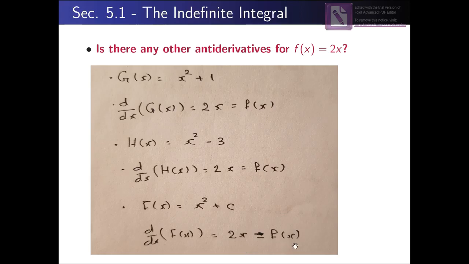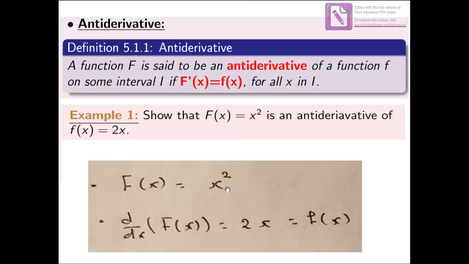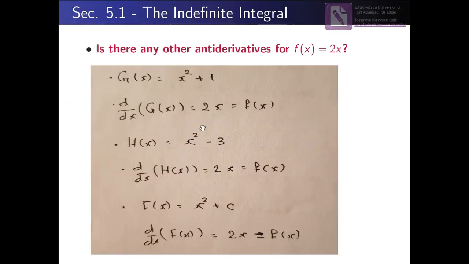So here we see that F of x, g of x, h of x, and this one F of x, all of them are antiderivatives of the function 2x. To write the antiderivative in general form, we see this one is just x squared, this one x squared plus 1, x squared minus 3, x squared plus c. So the form of x squared plus any constant number will be an antiderivative of the function 2x.